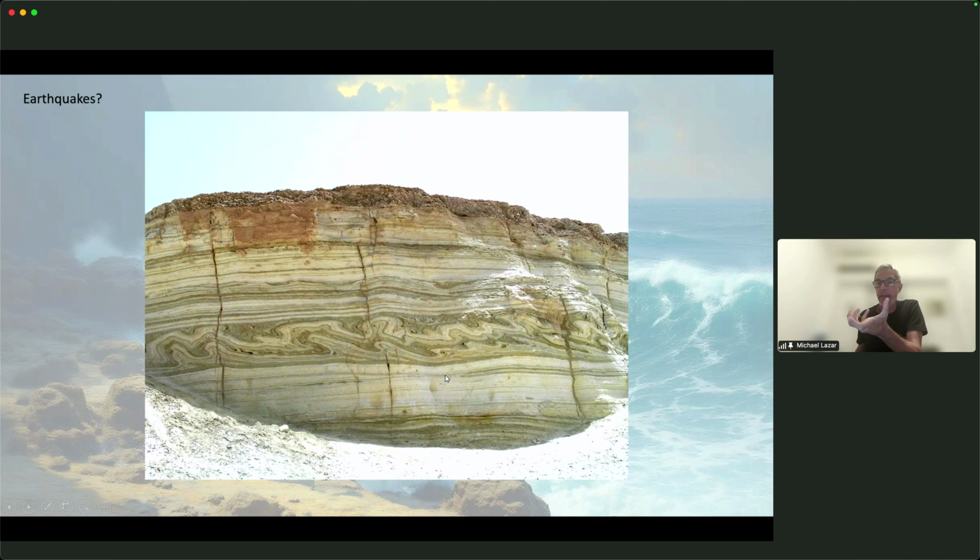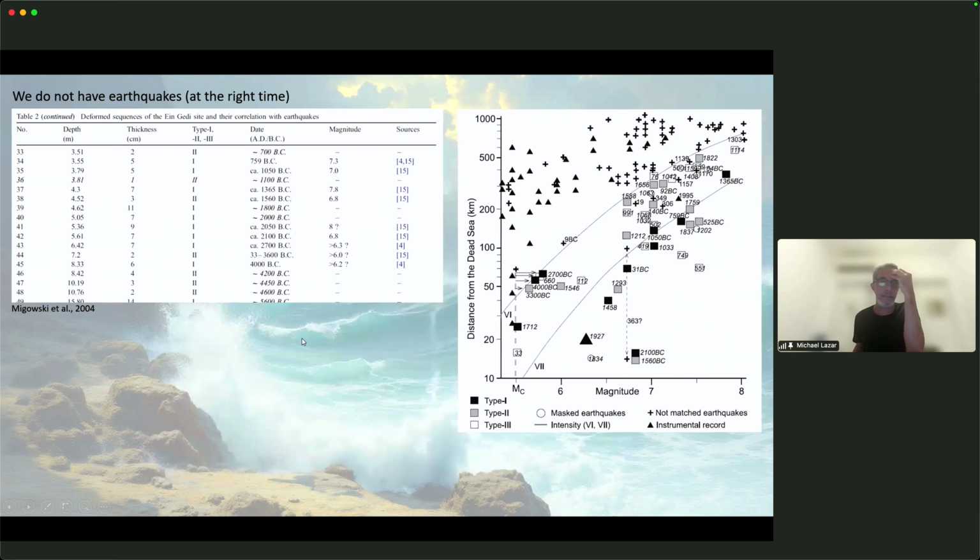But the minute that the ground is shaken, let's say during an earthquake, we start to get structures that are folded on themselves and broken layers, and these are called seismites. If we can date the layer above and the layer below, we have an age constraint on this earthquake, which can then be correlated to historic earthquakes. And this has been done in the Dead Sea for the last 20 years or so.